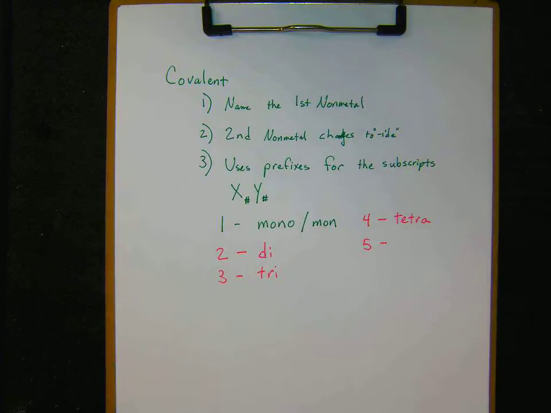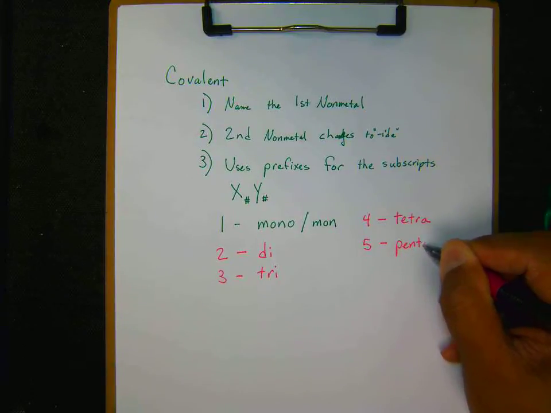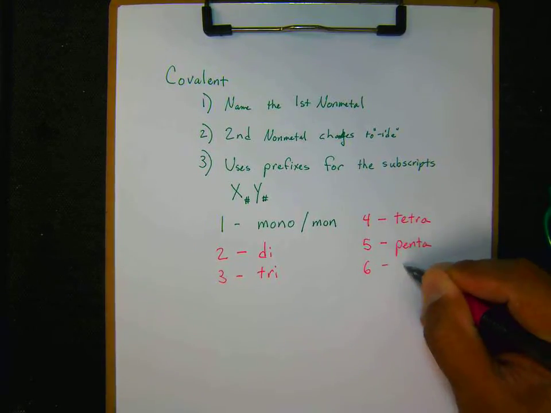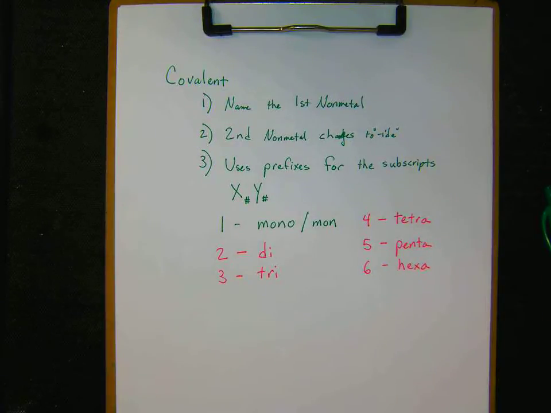5, penta. And 6, hexa. Okay? Now, sometimes the A's are dropped for penta and hexa, especially if it's 2 vowels in a row. Sometimes they drop the A's. But then I've seen other cases where they leave the A's. So it really doesn't matter if you drop the A or not. Okay? All right.